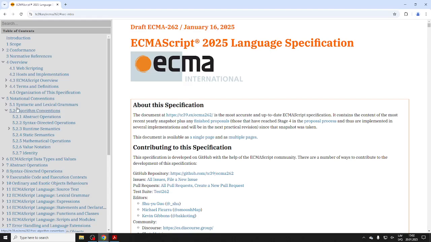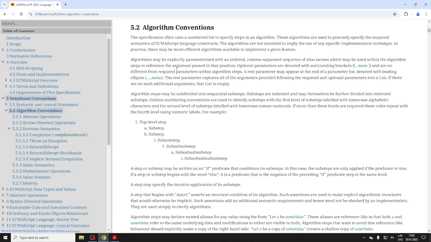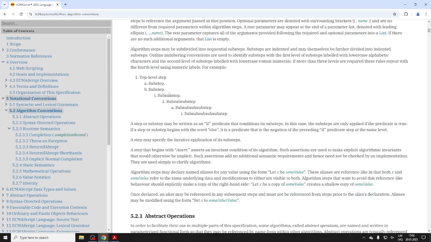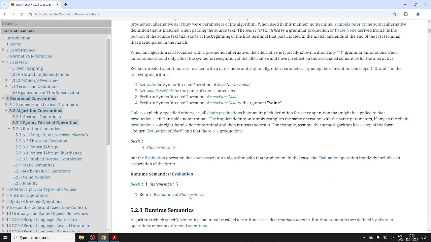It also, of course, mentions the grammars and the syntax. It also mentions the meaning, so there are syntax operations. So how is a language as important as JavaScript defined? Well, they use different approaches. For example, they use something called abstract runtime semantics, algorithmic conventions. That's how they write things: top level step, substep, substep, substep, like we would use in Python or like we would write on paper. They define these abstract blocks, things like that, basically.